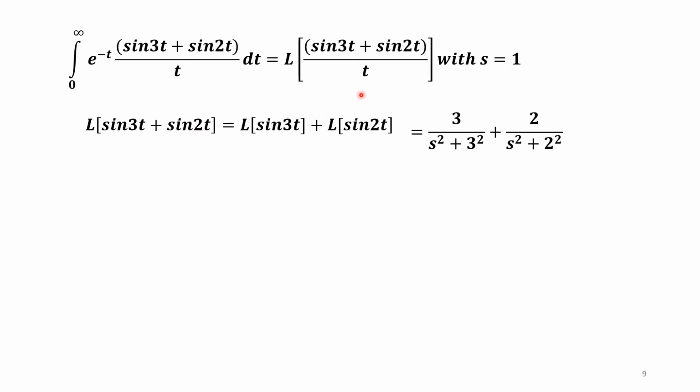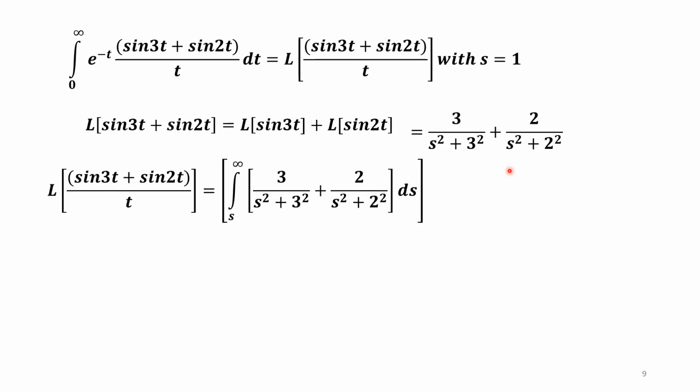Now we have division by t. The division by t property states that whatever is the Laplace transform of the numerator has to be integrated between the limits s and infinity. So this Laplace transform is equal to the integral, with respect to s between the limits s and infinity, of the answer we have got for the Laplace transform of the numerator. Again, this is of the form ds upon x square plus a square, so we can directly write 1 by a tan inverse of x by a.